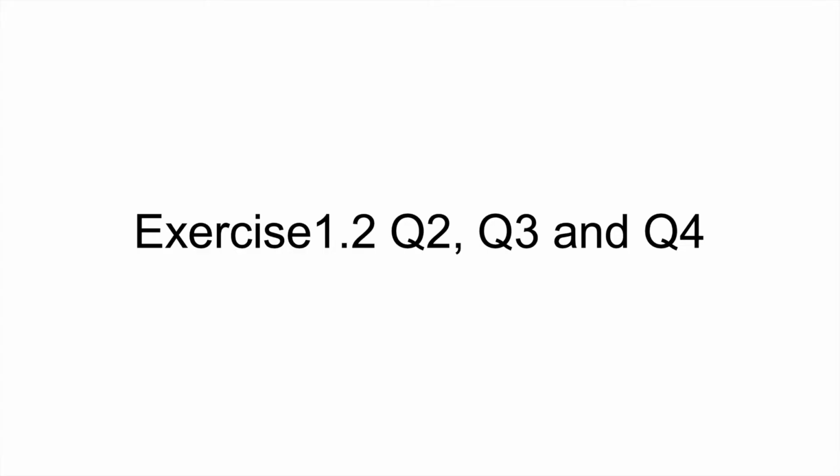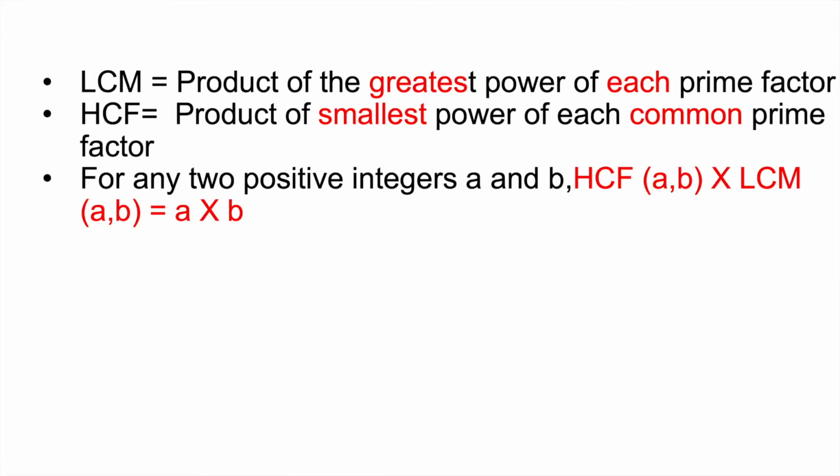Hi students, exercise 1.2, question number 2, question number 3 and question number 4 from chapter number 1 of your NCERT textbook. Before discussing the questions, we should revise these points. LCM is the product of the greatest power of each prime factor. HCF is the product of the smallest power of each common prime factor.